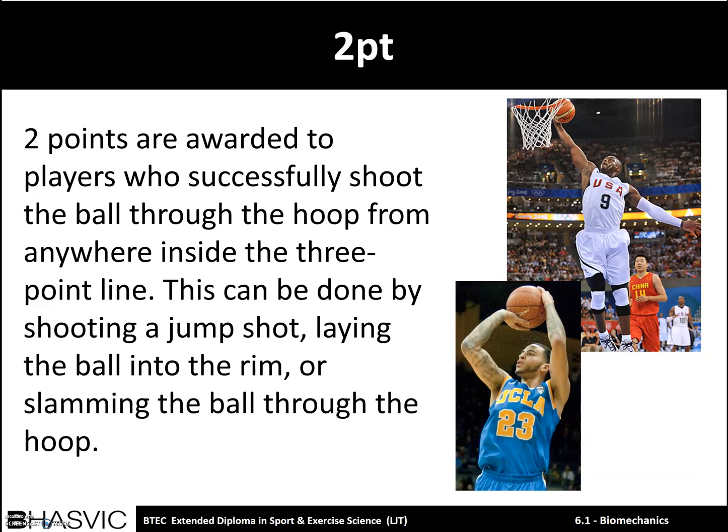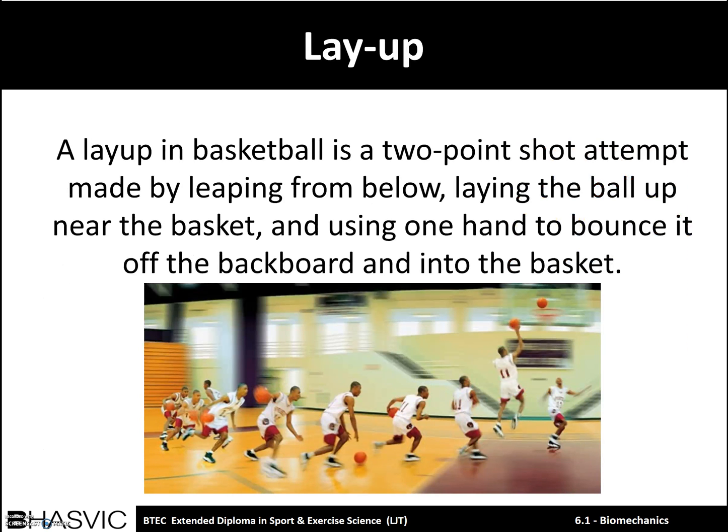The 2-point. 2 points are awarded to players who successfully shoot the ball through the hoop from anywhere inside the 3-point line. This can be done by shooting a jump shot, laying the ball into the rim, or slamming the ball through the hoop, known as a dunk. It is very important for a forward as it is the shot that they will most likely use to get points to their team.